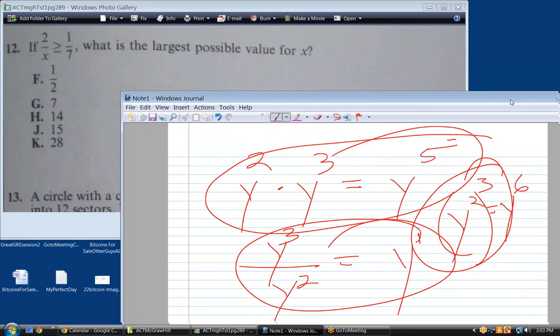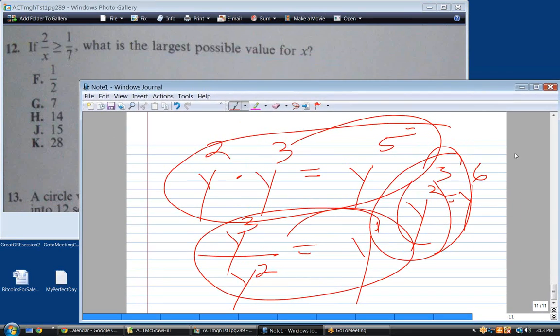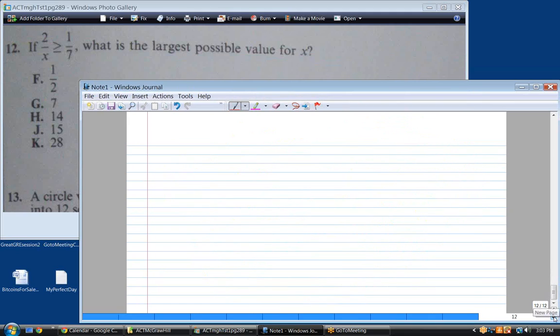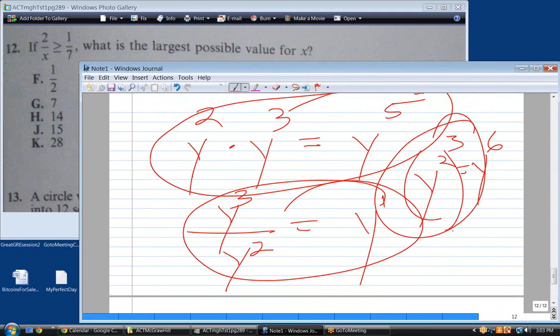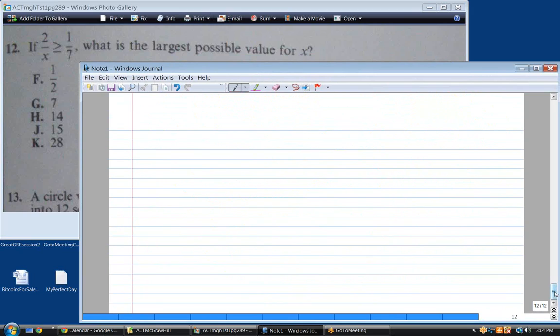Hold on again here. I need to move this up. The toughest thing about online is getting my things to fit the screen properly.